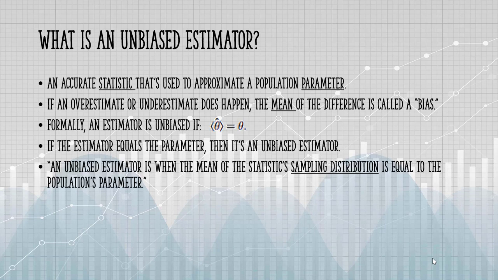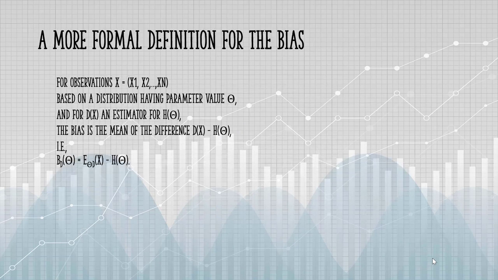You might also see this written as something like an unbiased estimator is when the mean of the statistic's sampling distribution is equal to the population's parameter. This essentially means the same thing. If the statistic equals the parameter, then it's unbiased. There is a more formal definition for bias. In other words, the difference between the actual and the estimate. For observations x1, x2 and so on, based on a distribution with parameter theta, and for d of x, that is an estimator for h of theta, the bias is the mean of this difference.